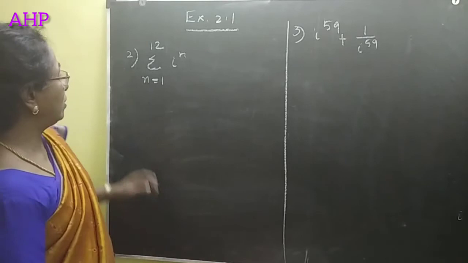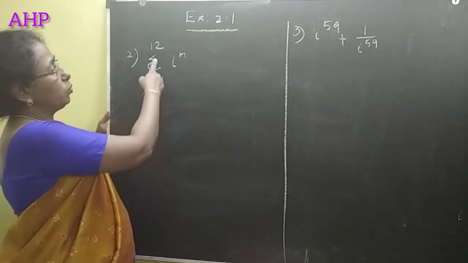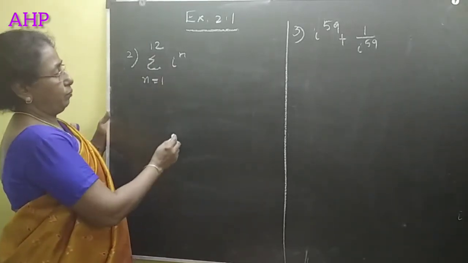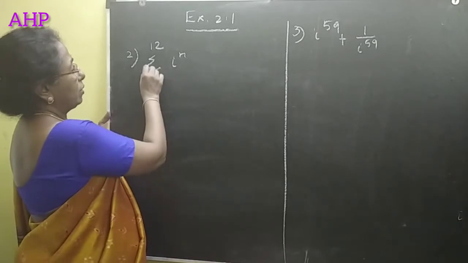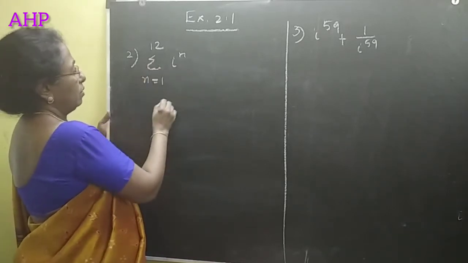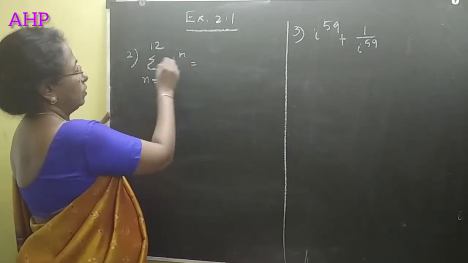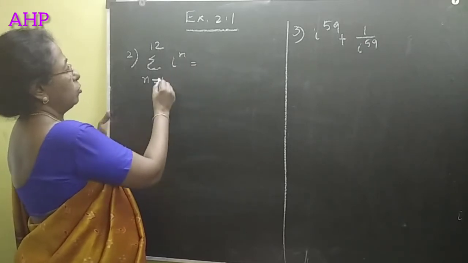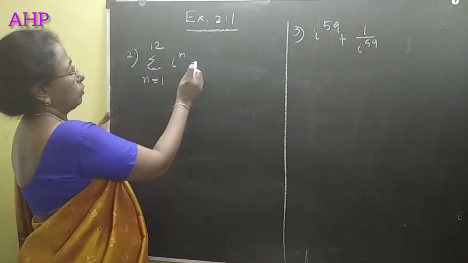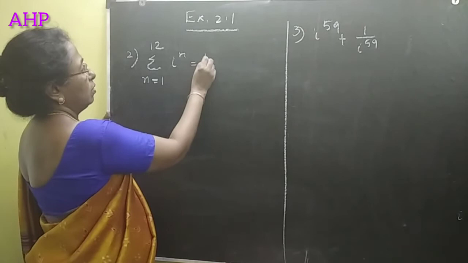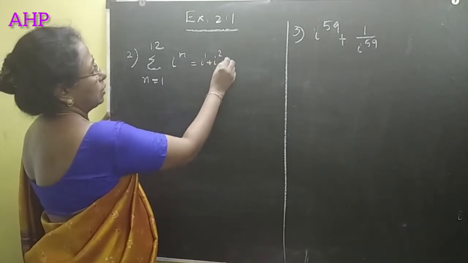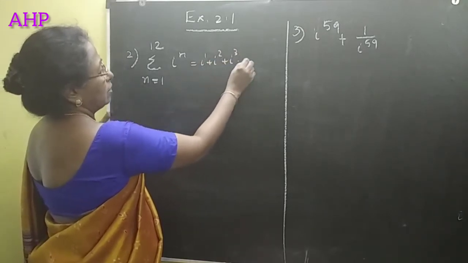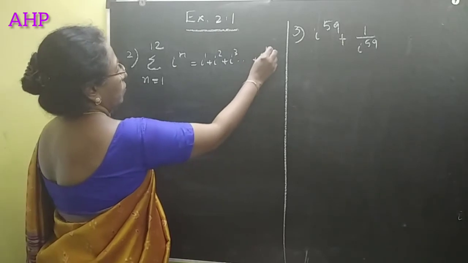The next question is, sigma n is equal to 1 to 12, i^n. So we can expand taking the sigma sign. Sigma means summation, so we are supposed to write up to 12 numbers. So i^1 plus i^2 plus i^3 and so on, plus i^12.